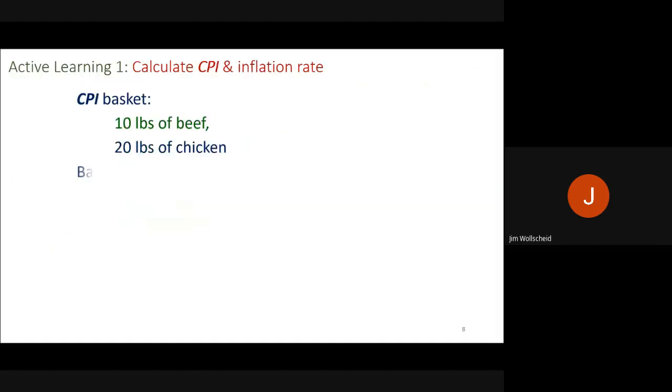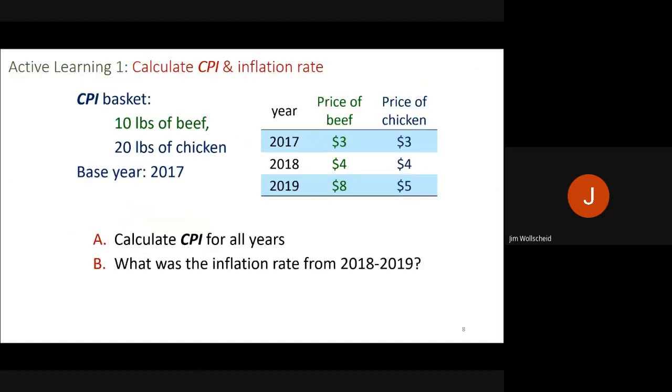So let's work up one more problem before we go today. We have about 15 minutes, so we're pretty good here. What I want you to do is calculate the CPI for all the years, and then find the inflation rate for 2018 to 19.